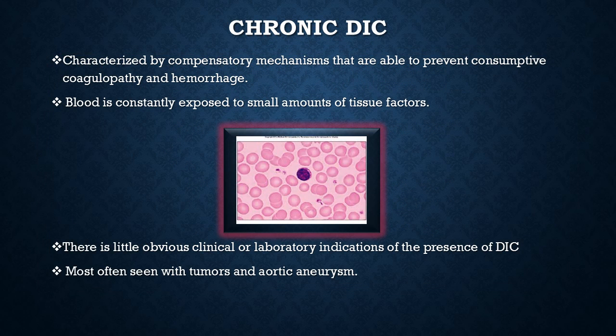Chronic DIC is characterized by compensatory mechanisms that are able to prevent consumptive coagulopathy and hemorrhage. Blood is constantly exposed to small amounts of tissue factors. Therefore, there's clot formation, but the obvious clinical or laboratory indications of the presence of DIC are very minute. Most often, this is seen with patients with cancer, tumors, and aortic aneurysms.